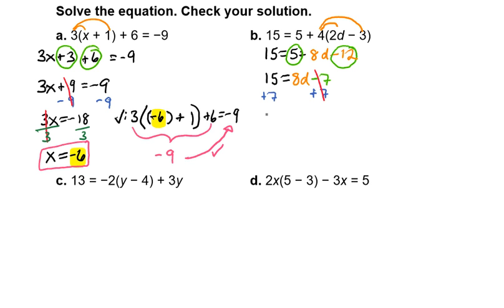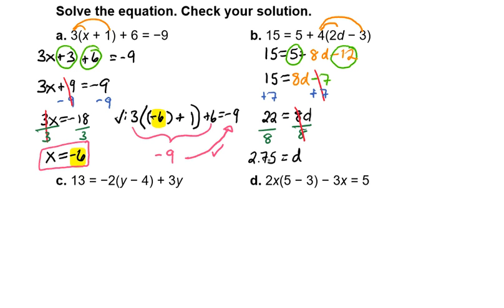So now we have 22 equals 8d. And now we're going to go ahead and divide both sides by 8. So that gets rid of our 8. And we're going to be left with d equals, and this actually comes out to a 2.75, which is not a whole number.